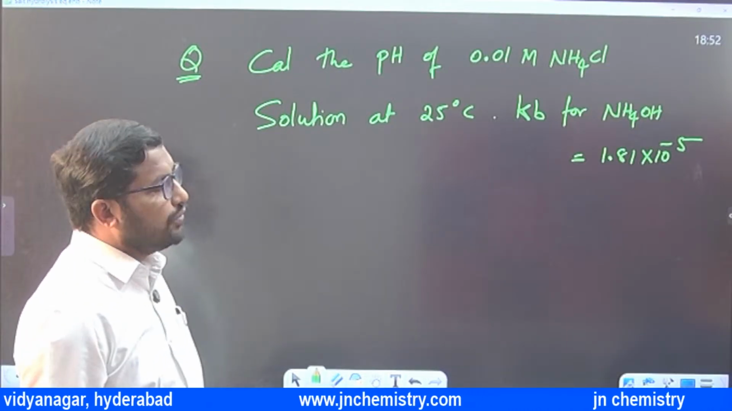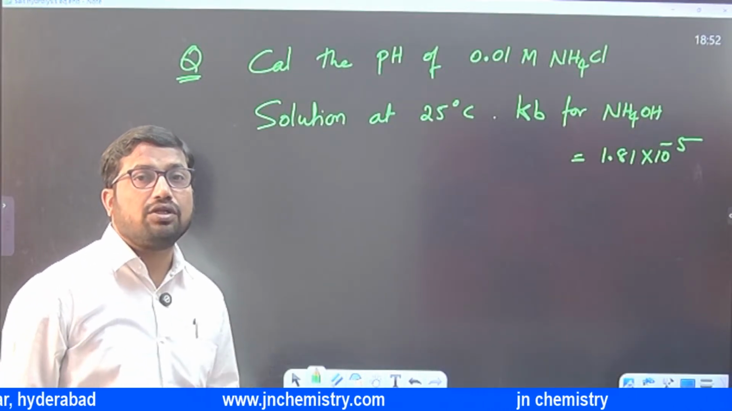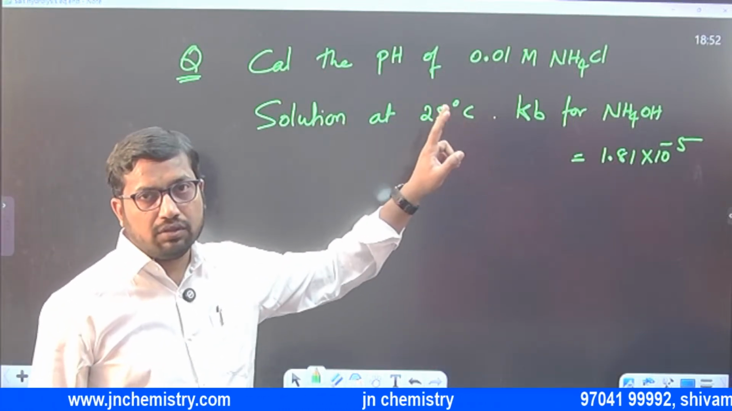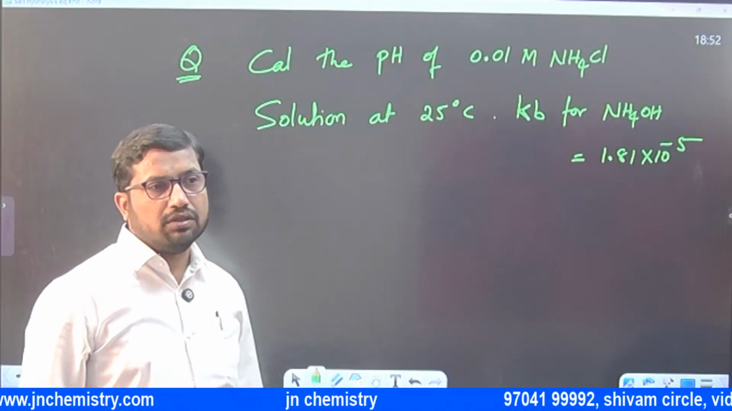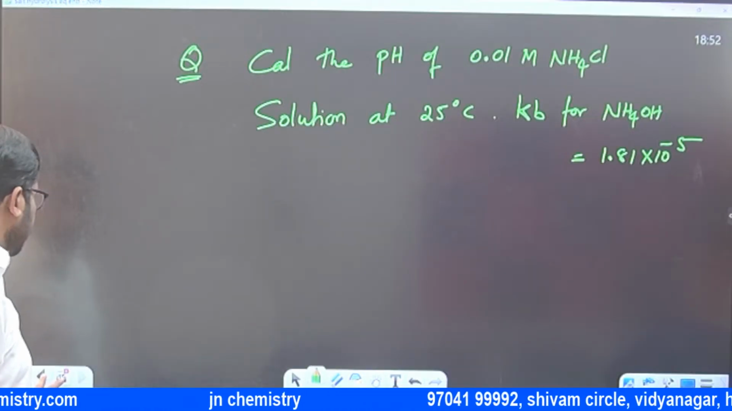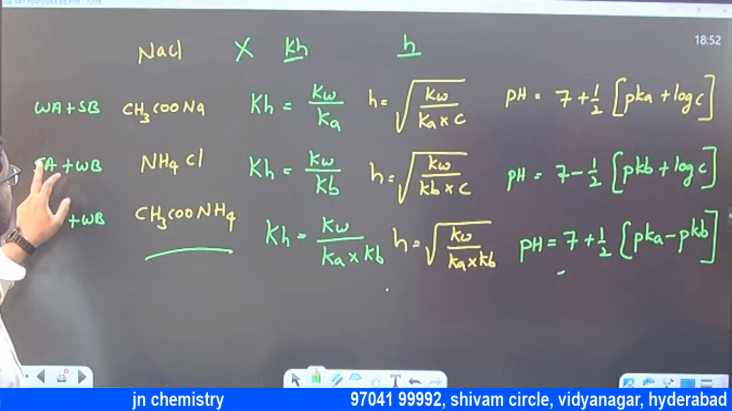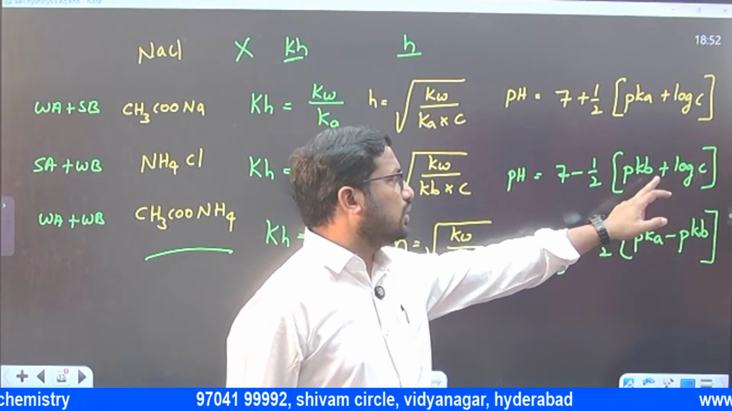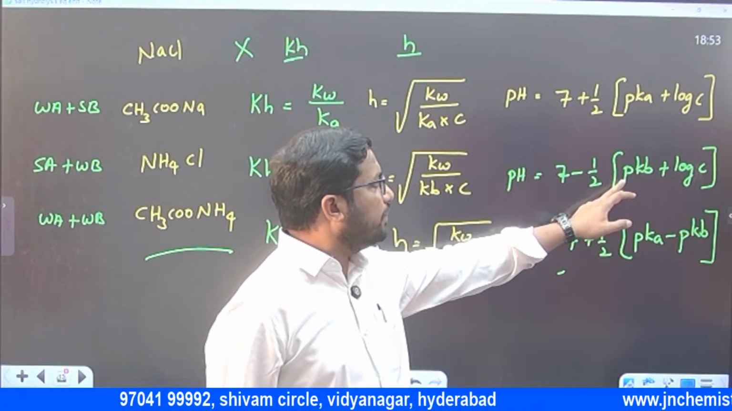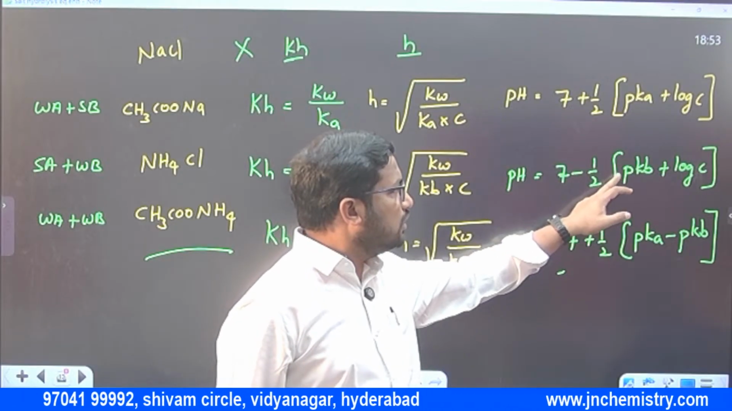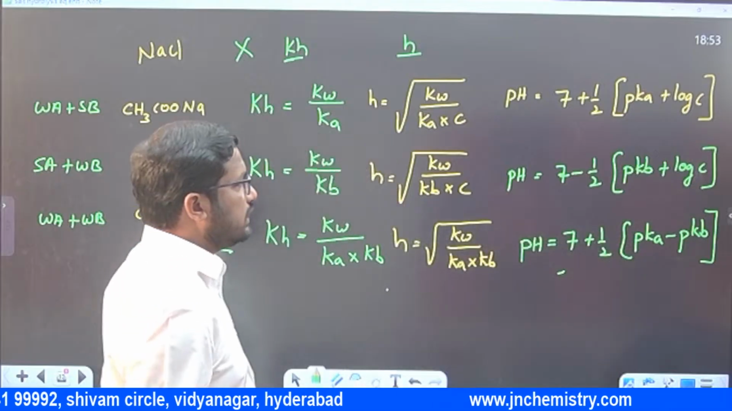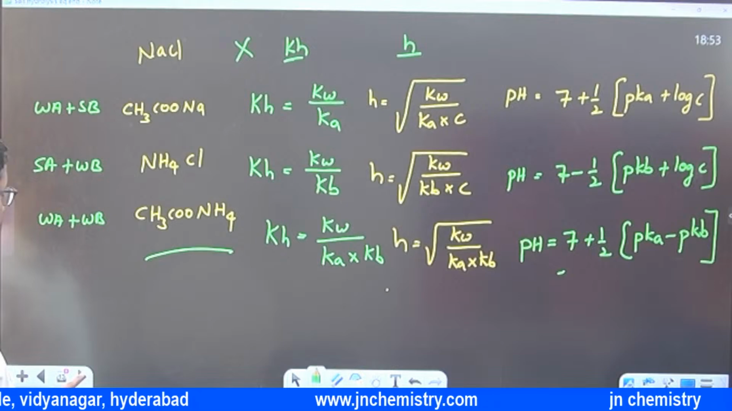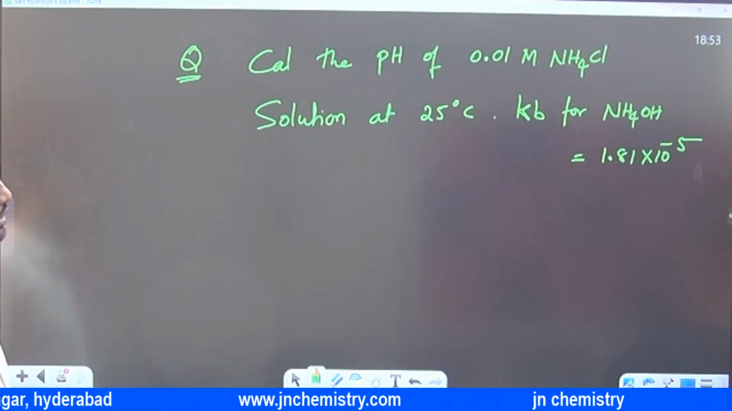So first we need to identify which salt it is, right? NH4Cl, salt of strong acid, weak base. So once we know it is the salt of strong acid and weak base, the Kb value is given, so we need to find out the pKb. pH = 7 minus 1 by 2 pKb plus log C. Concentration is given. Okay, now come on, try to do it now.